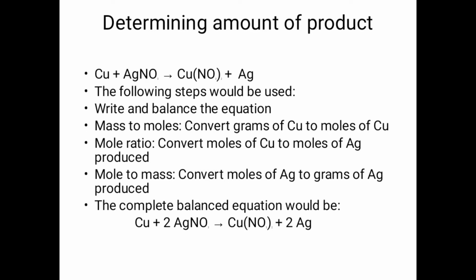So, determining amount of product: Cu plus AgNO3 gives CuNO3 plus Ag. The following steps should be used to write the material balance. First, write and balance the equation. Mass to moles: convert grams of copper to moles of copper. Convert moles of copper to moles of silver produced. Then convert moles of silver to grams of silver produced. The complete balanced equation would be Cu plus 2AgNO3 gives CuNO3 plus 2Ag.